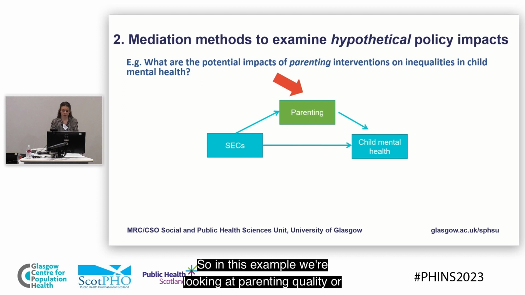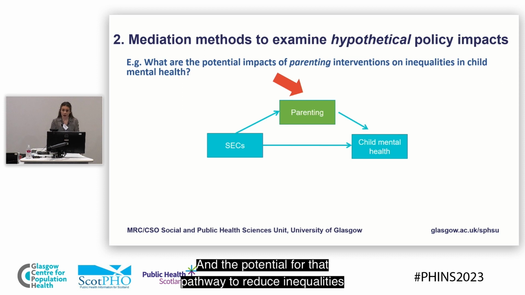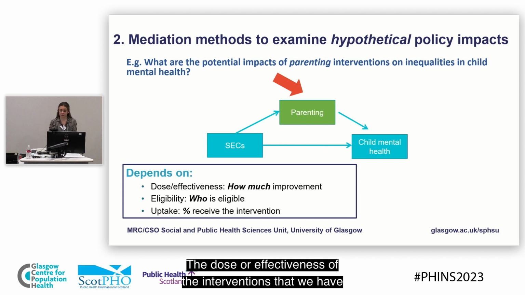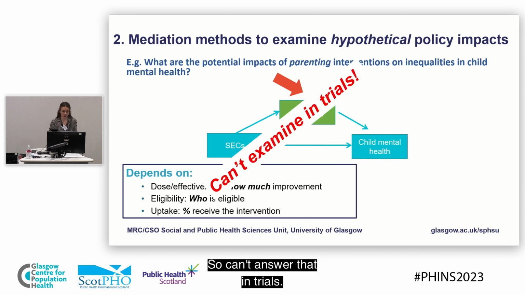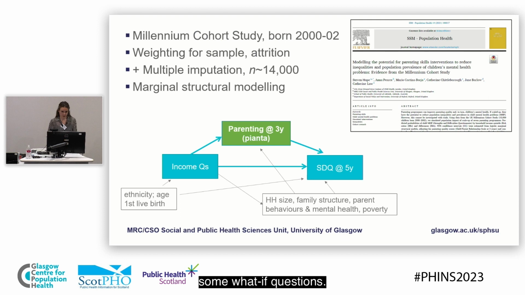So in this example, we're looking at parenting quality or parenting style as sitting on the causal pathway. And the potential for that pathway to reduce inequalities or block part of that effect depends on several different things. The dose or effectiveness of the interventions that we have available to us, who's eligible for those, and who takes those interventions up, and are there differences in the characteristics of those people. So can't answer that in trials. And so essentially what we're taking is cohort data and trial evidence, putting those together to ask some what-if questions.